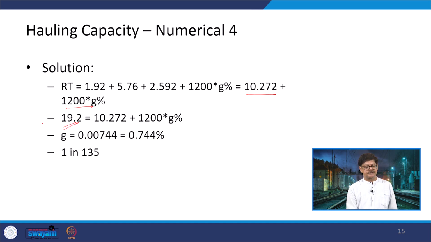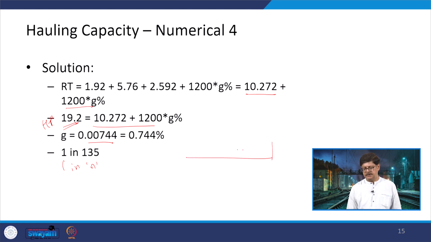Hauling power is given as 19.2, or rather it is being calculated, and this is equated here. When you equate them, you get a value of G as 0.00744, or 0.744%, and when you convert it into 1 in n, it comes out to be 1 in 135. So, this is the gradient which can be traversed.